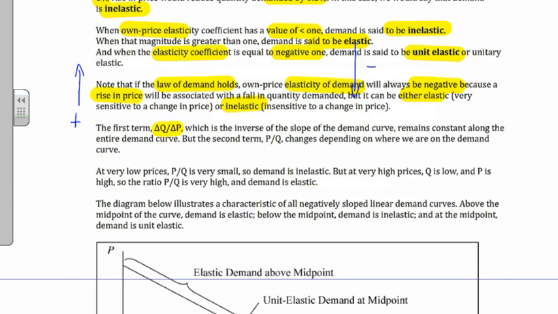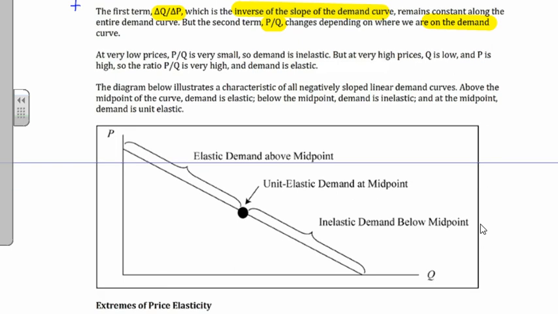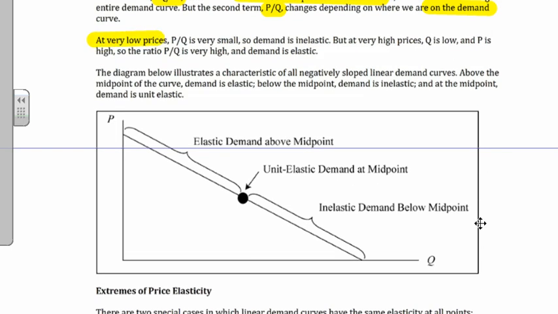What do we see? The first term in my equation, change in quantity over change in price, is the inverse of the slope of the demand curve, is constant across the entire curve. The second term, price over quantity, will change depending on where we are in the demand curve. Of course it will. What do we know? At very low prices, the price over quantity is small. Demand is inelastic. It doesn't move around that very much. When prices become very high, what do you know about quantity? It's the inverse ratio. Prices become too high, quantity starts to reduce, and P is high. So therefore the ratio would be high, demand is elastic.